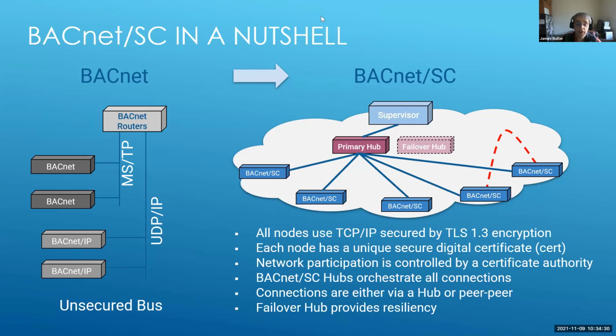So another important thing about BACnet/SC is that it uses these things that we call BACnet/SC hubs. You can see two of them in the diagram. All BACnet/SC devices connect to a hub, and they send messages through the hub that they're connected to, both unicast and broadcast messages. But they also have the option of communicating peer-to-peer. You can see the dashed red line over on the right side. That's an example of peer-to-peer communication between BACnet/SC devices.